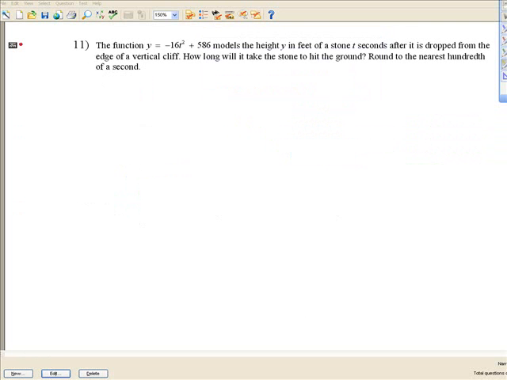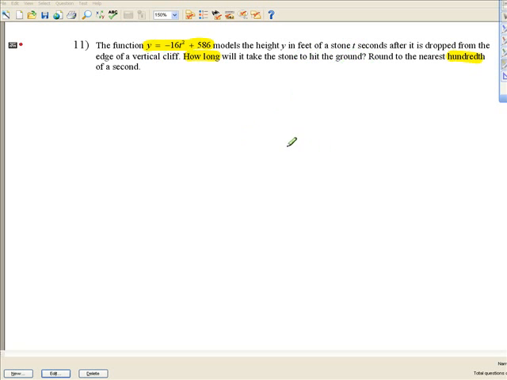Okay, the last problem on this exam, we're given the function that models the height y in feet of a stone t seconds after it's dropped from the edge of a vertical cliff. How long will it take the stone to hit the ground? So we're looking for how long will it take the stone to hit the ground. Round to the nearest hundredth of a second.